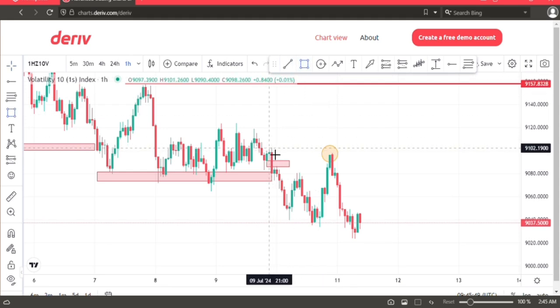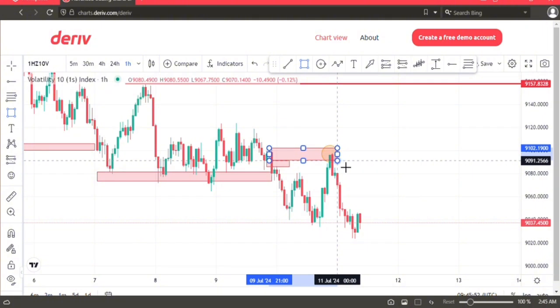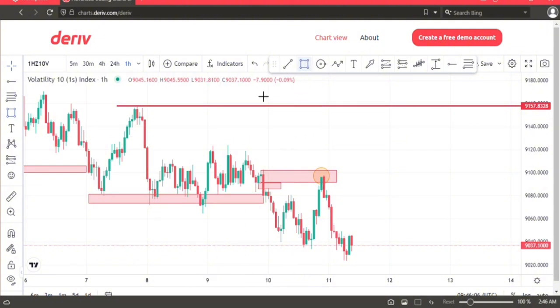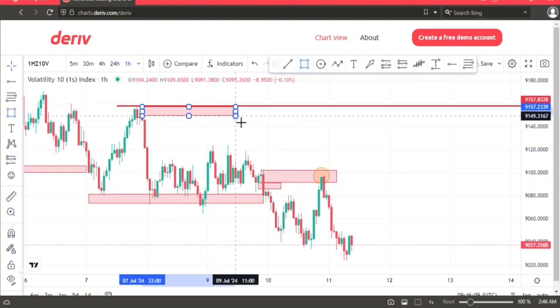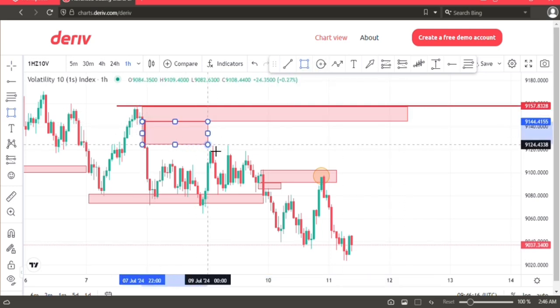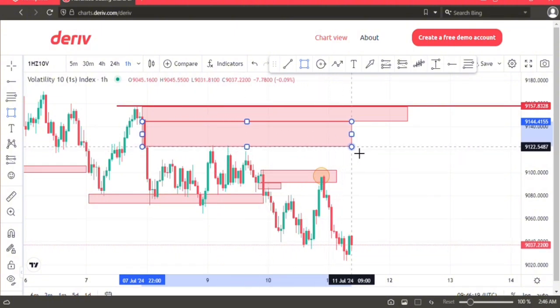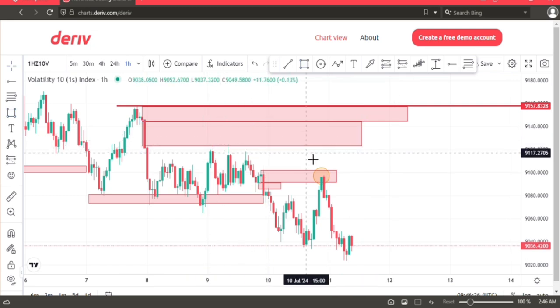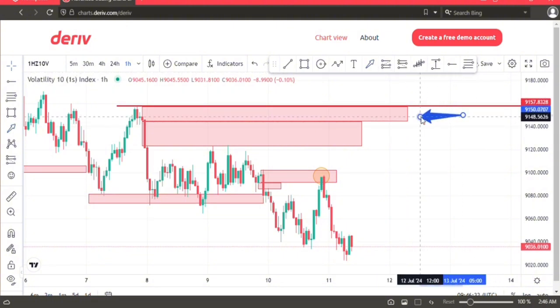If you take entry from here, it is still a minor order block, not a major order block. So trading from here is 50-50, because we still have our order block right here and our imbalance, a large fair value gap that has not been tested yet. Are you getting me? That has not been tested. So I prefer trading from this order block.